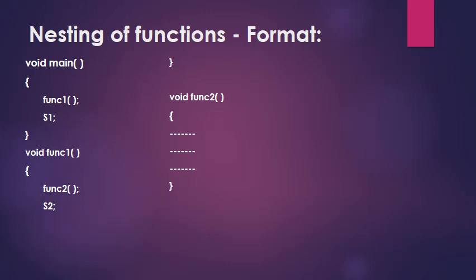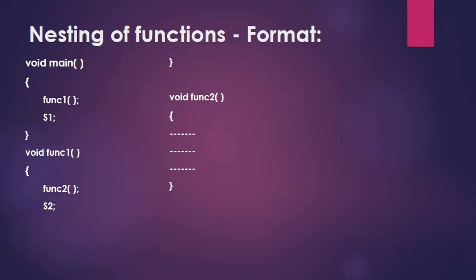What happens actually when nesting of functions occurs? We know that execution starts and ends with main. So inside main the first statement is the call to function 1. When function 1 is called, what happens? Control will be transferred to the first line of function 1. What is inside function 1? There is a call statement to function 2. Immediately, what happens to the control? It goes to the first line of function 2, and all the lines inside function 2 will get executed.